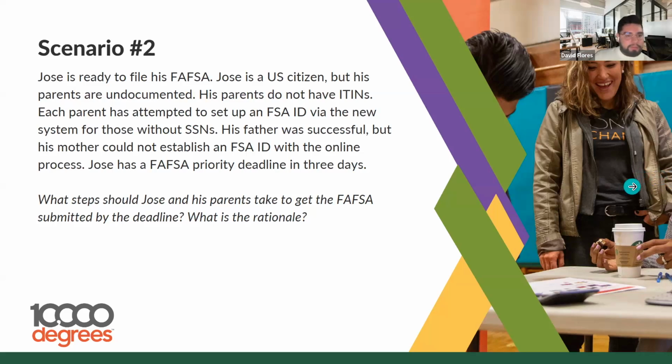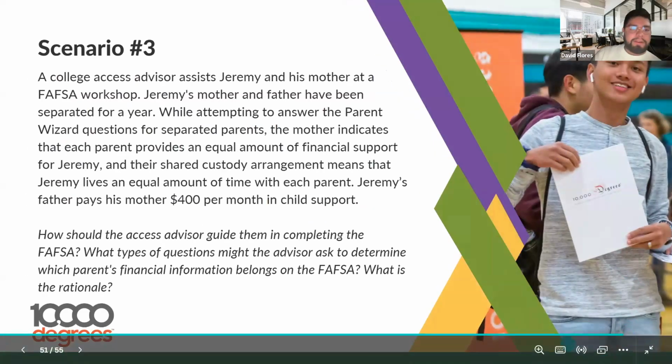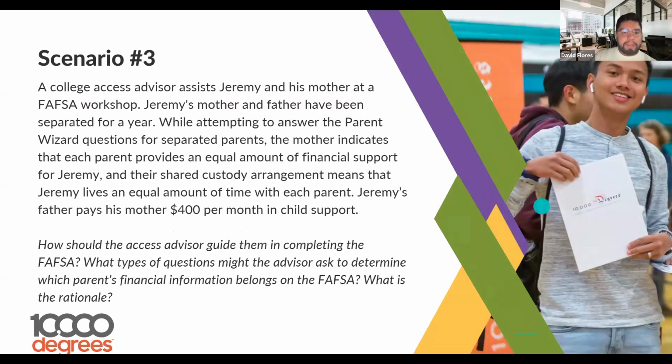Awesome. So this is the last scenario. It goes like this: a college access advisor assists Jeremy and his mother at a FAFSA workshop. Jeremy's mother and father have been separated for a year. While attempting to answer the parent wizard questions for separated parents, the mother indicates that each parent provides an equal amount of financial support for Jeremy, and their shared custody arrangement means that Jeremy lives an equal amount of time with each parent. Jeremy's father pays his mother about $400 per month in child support.